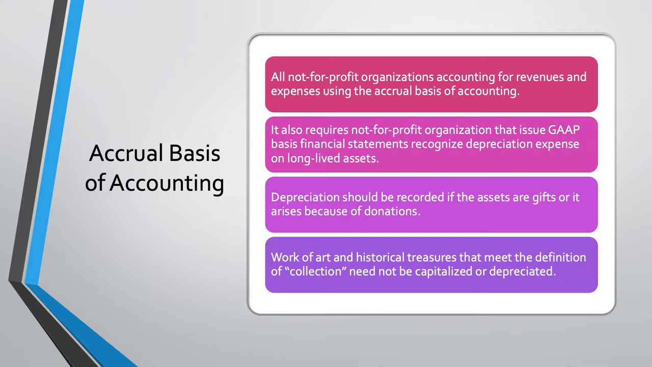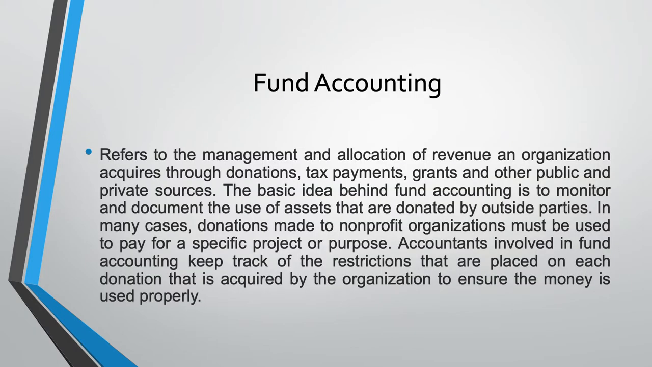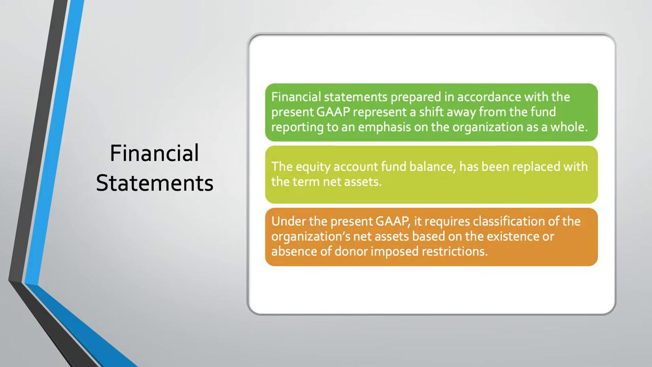Okay, so how about the financial statements of NPOs? Can you remember? Financial statements prepared in accordance with the present GAAP represent a shift away from the fund reporting to an emphasis on the organization as a whole. So the equity account fund balance has been replaced with the term net assets in the financial statements. Okay, so remember this is fund accounting.